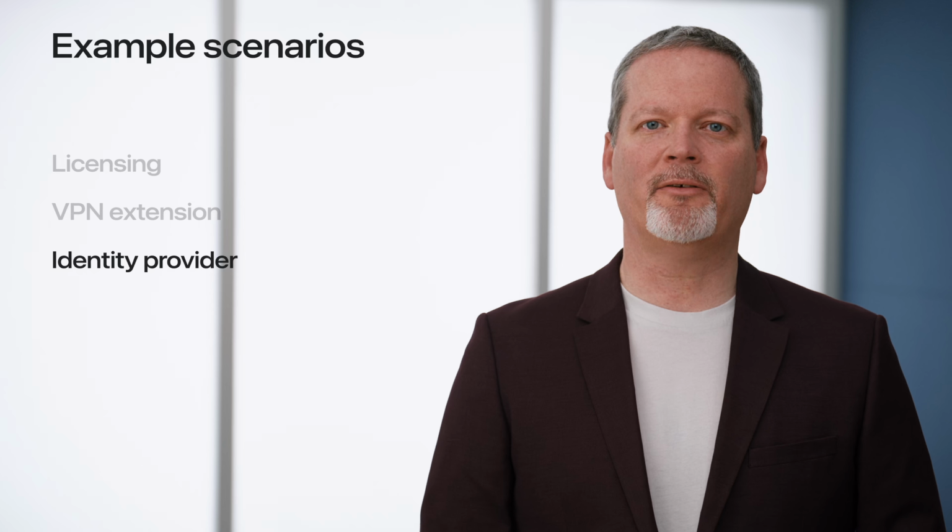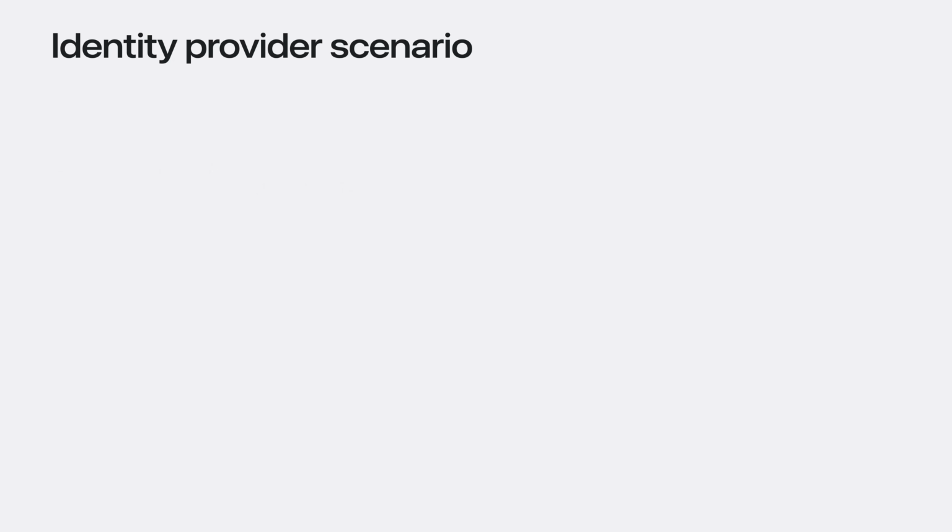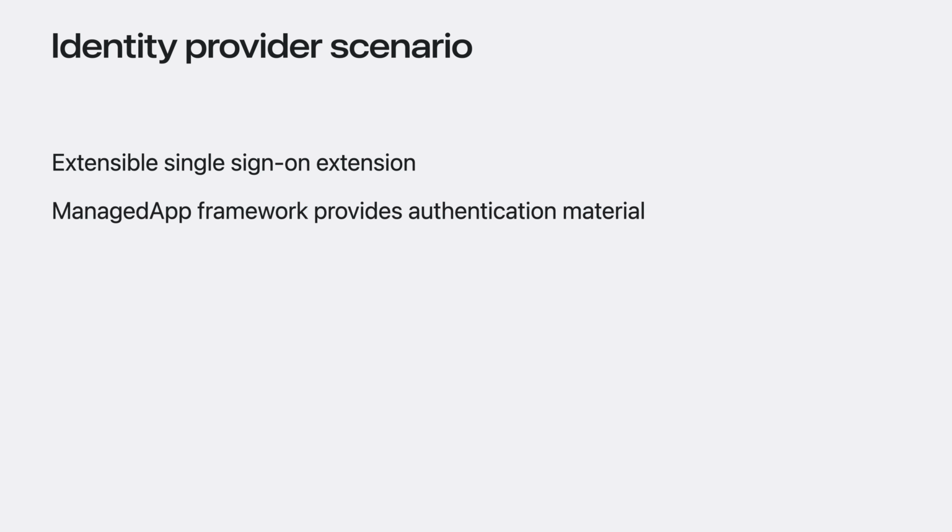Our last scenario is an identity provider. An identity provider uses extensible single sign-on to facilitate signing in to federated accounts in apps and websites. It can also work with federated Apple accounts for account-based enrollment types. Each identity provider designs its own authentication protocol that usually uses manually entered credentials. Now, with Managed App Framework, an identity provider can also incorporate many other kinds of authentication material.